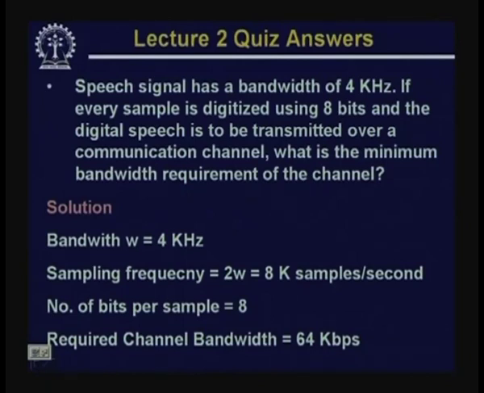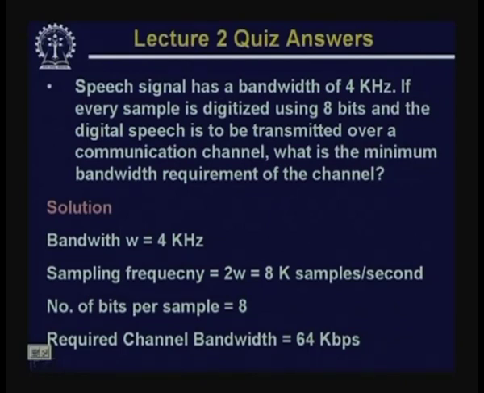Again, this problem is a very simple problem, because the bandwidth of the speech signal is stated to be 4 kilohertz. So, the minimum sampling frequency following the Nyquist rate will be twice of omega, which is equal to 8k samples per second.